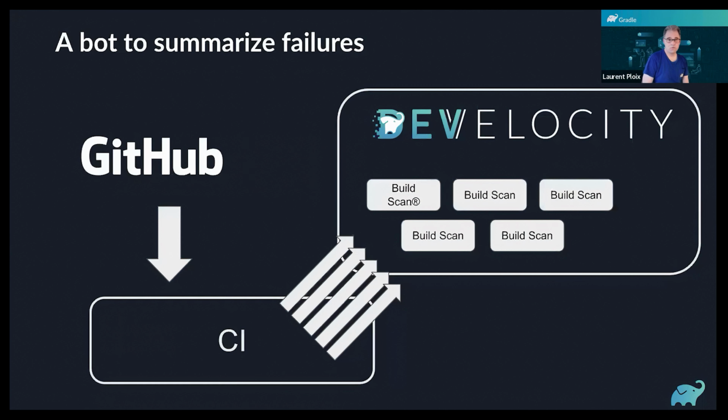So we collect all the build scans. Build scans, as you know, contain a lot of information about everything that happened during a build. And then we generate a summary thanks to machine learning clustering. And I'm going to show you what it looks like.